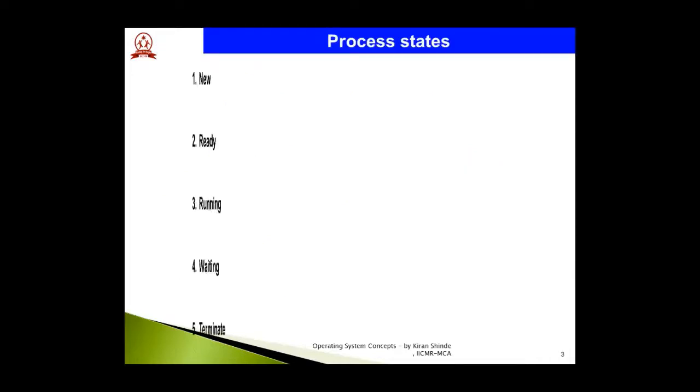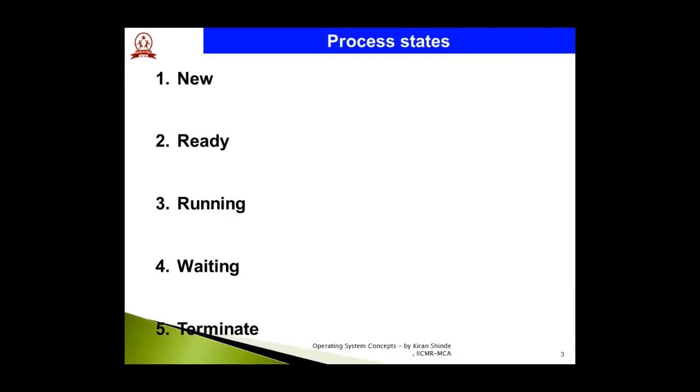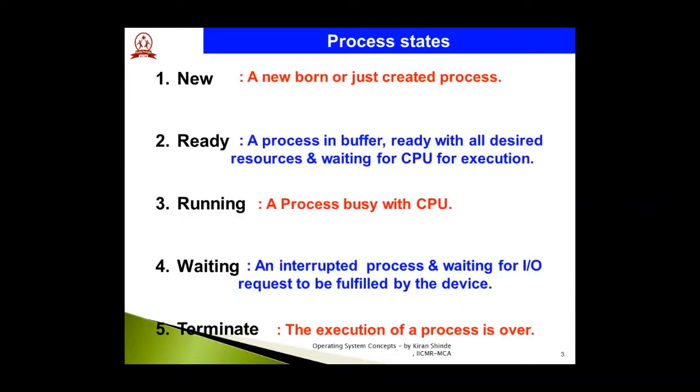Now, let us try to understand the various states of a process. The process can be viewed in five different states: new state, ready state, running, waiting, and terminate. We say that a process is in new state when it is just created. A process is in ready state when it is in the buffer and ready with all the desired resources. Right before, we discussed the various resources a process acquires, and it is waiting for the CPU for execution. Then we say that the process is in ready state.